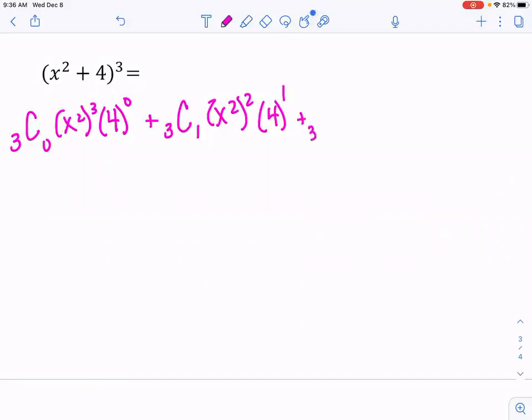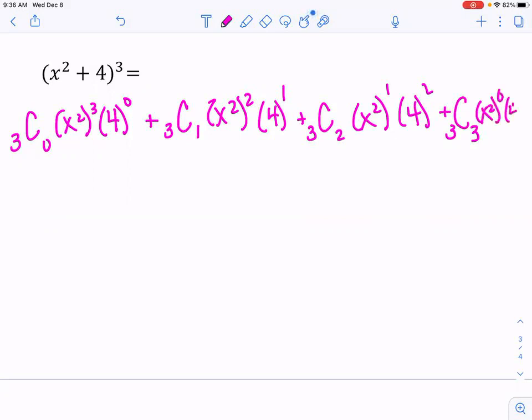Okay. And we'll have 3 combinations of 2, x squared to the first, 4 to the second, and 3 combinations of 3. I know this is the last one because we've reached where n and r are the same number. X squared is to the 0, 4 is cubed. So this is fine. Okay. Remind me, what do we do with a power to a power? We multiply. So this is going to be something x to the 6th. Go ahead and find me each of these 4 terms.